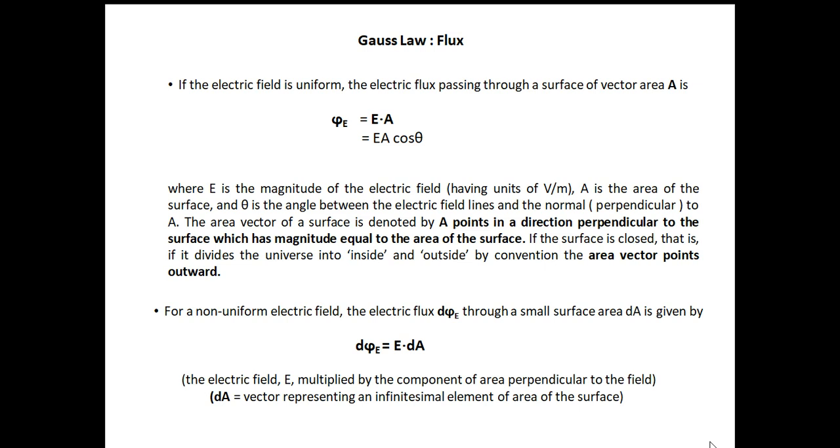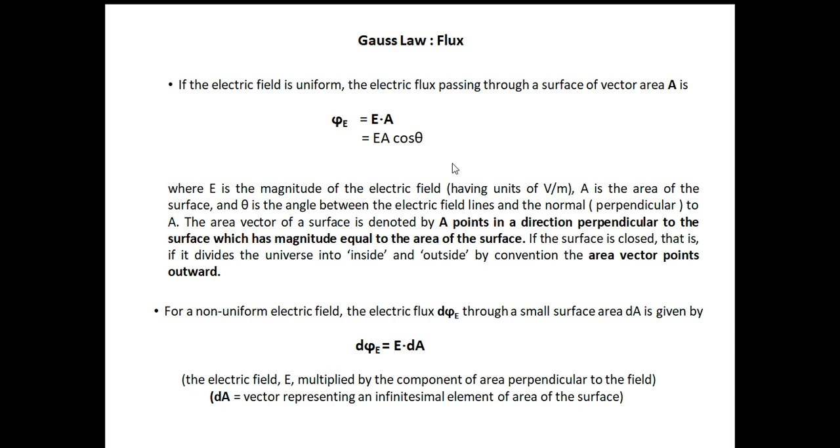Now, in the last video, we have seen what is the flux. Now, to continue with it, if the electric field is uniform, the electric flux passing through a surface of vector area A is phi E equal to E dot A, where E, A and even phi E are all vectors. This is a dot product, it will give me EA cos theta.